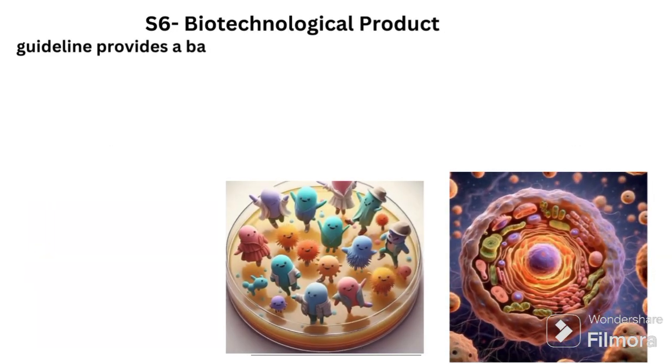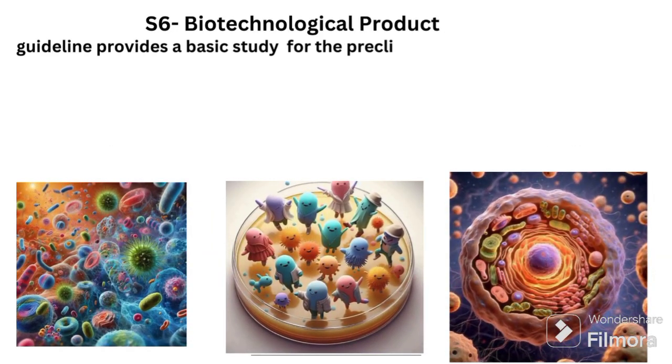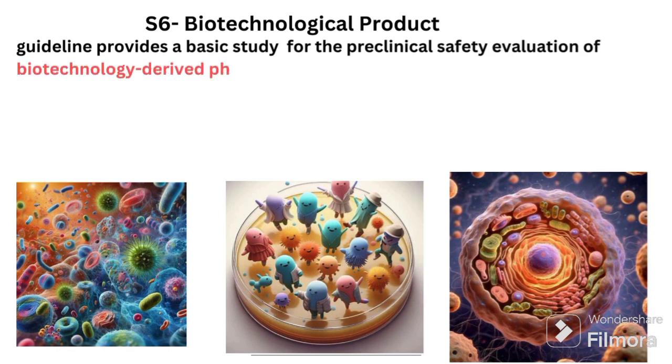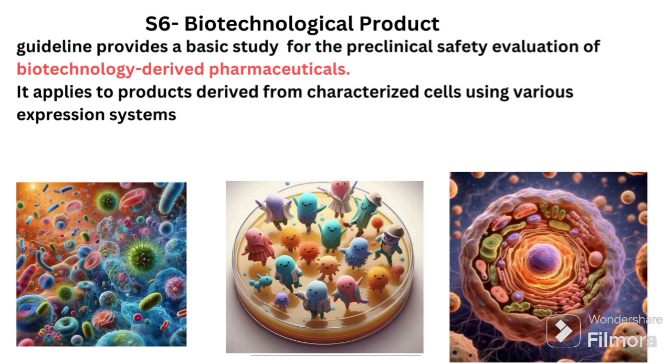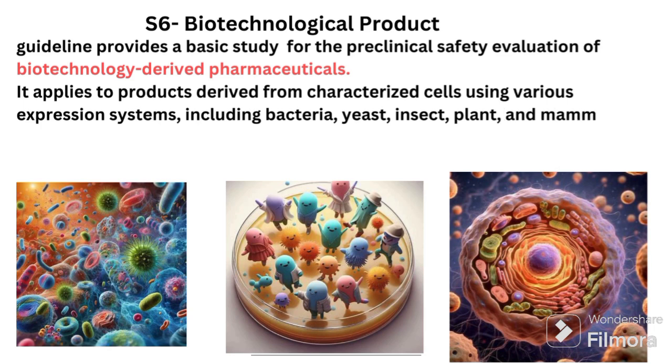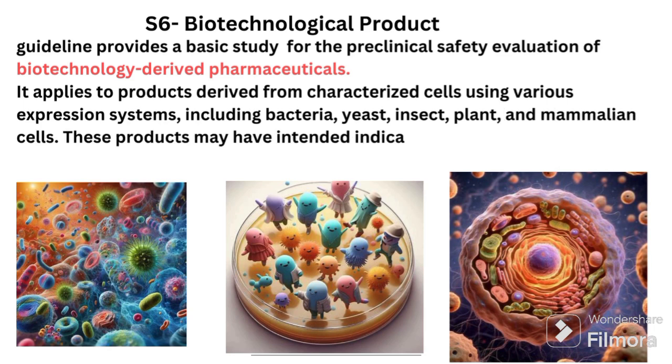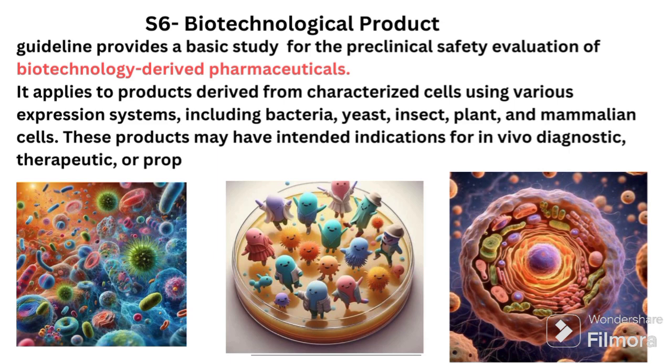Then S6, for biotechnological products. These guidelines provide a basic study for the preclinical safety evaluation of the biotechnology derived pharmaceuticals. So it applies to the products which are derived from characterized cells using various expression systems including bacteria, yeast, insect, plant and mammalian cells. These products may have intended indication for in vivo diagnostic, therapeutic or prophylactic uses.